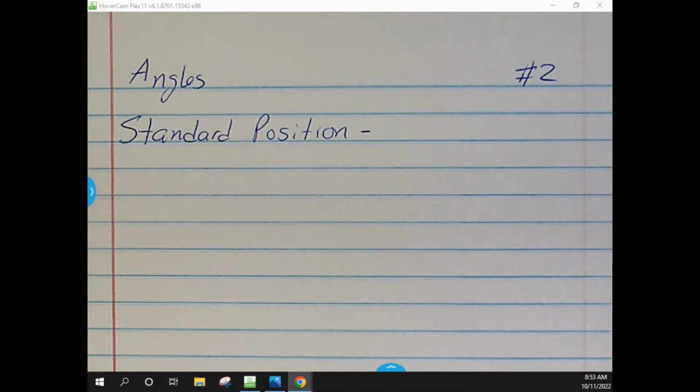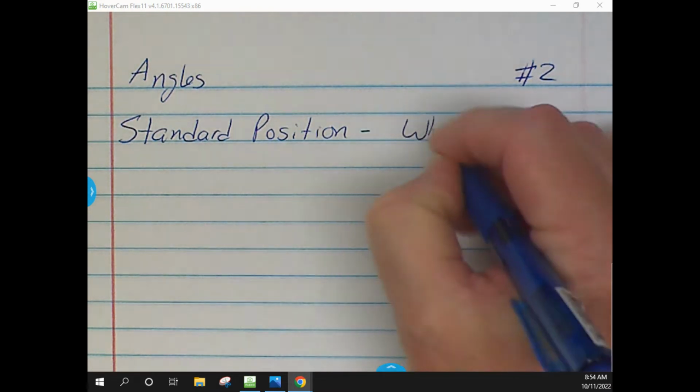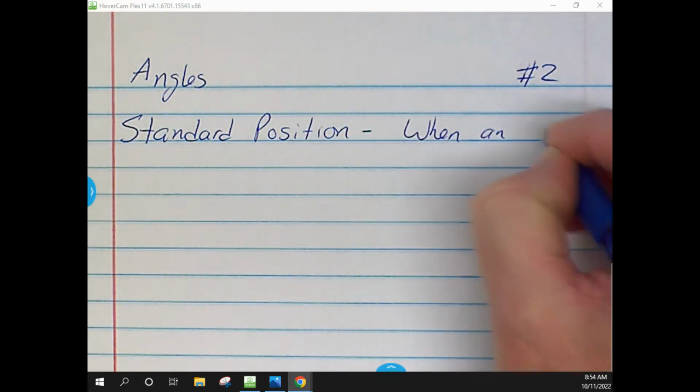All right. So standard position. Here's some of the basic ideas, basic definitions. You got to have these in place because they're going to talk about this stuff and keep bringing back to what we're talking about here. So very first thing is they're going to talk about standard position, and we got to go through the definition here.